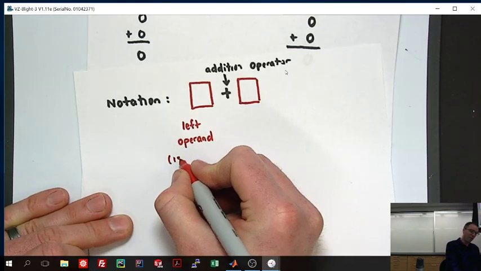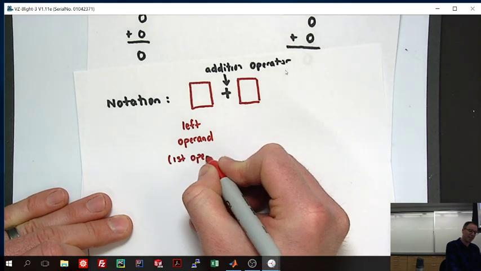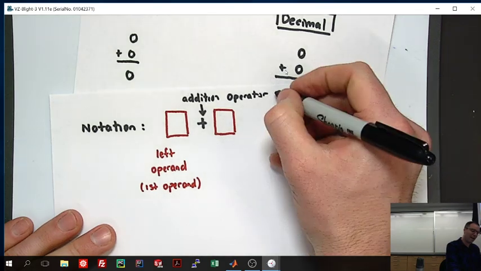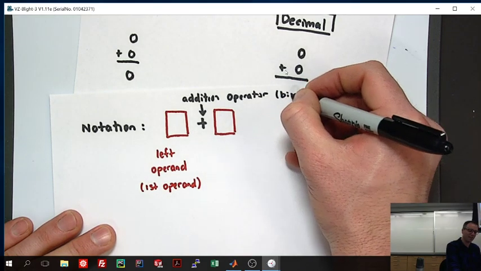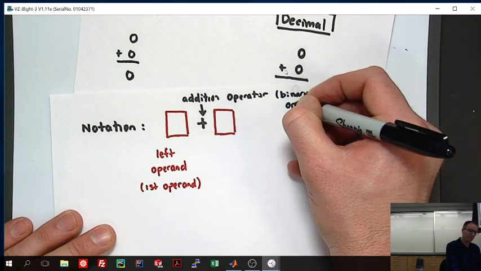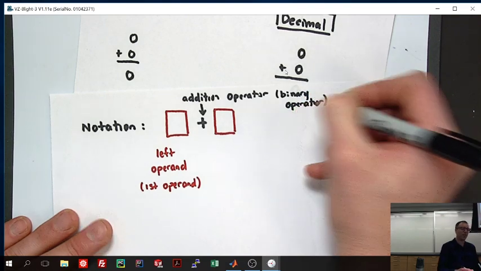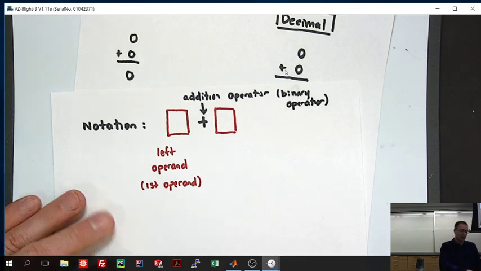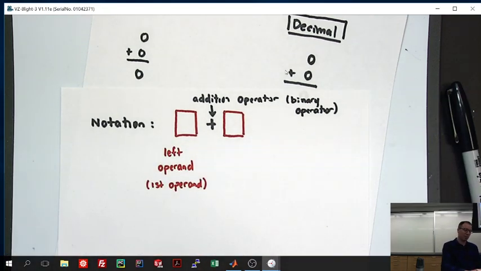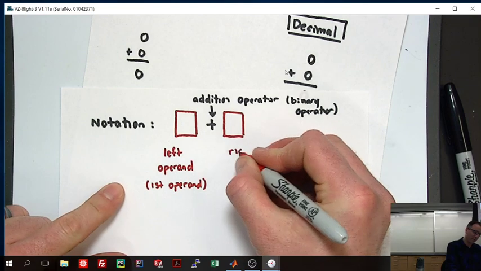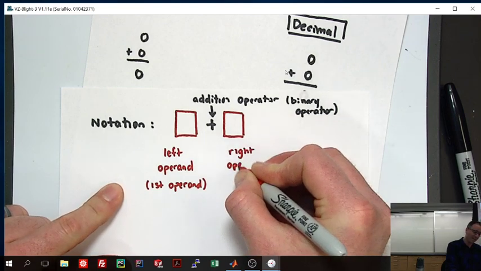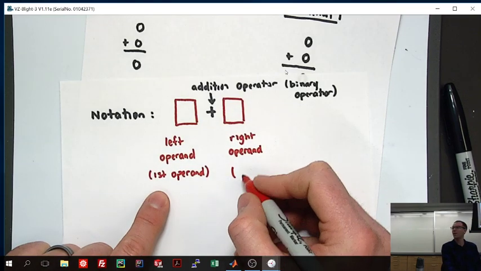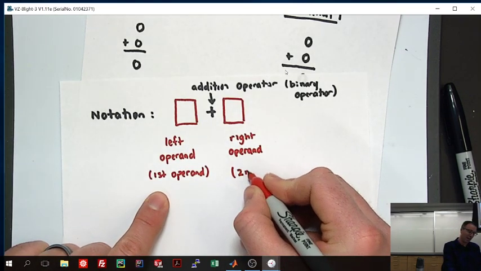And for those of you that recognize that this is indeed a binary operation, what do I mean binary? How many operands do I expect? Yeah, could you guess what a trinary operator is? Three operands, right? Okay, so we have a left operand. Could you guess what this one's called? The right operand. And if you were reading from left to right, you might also call that the second operand.